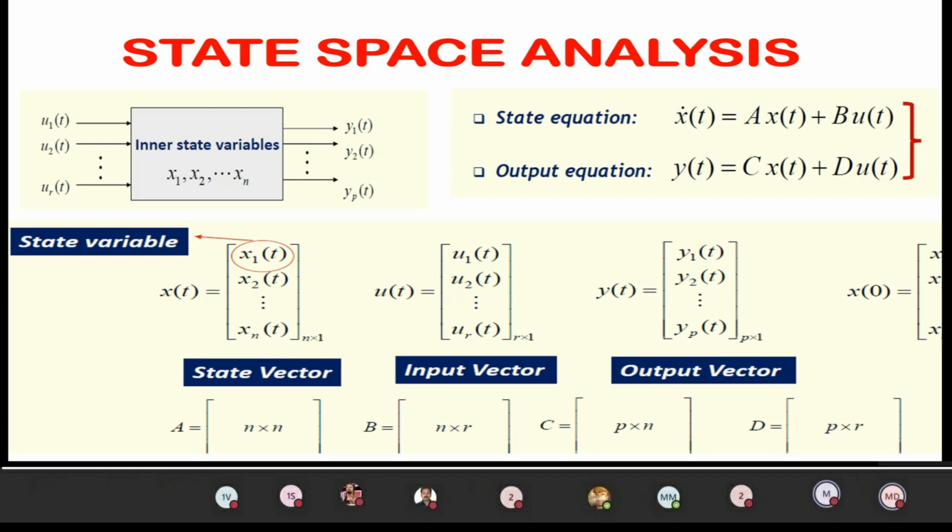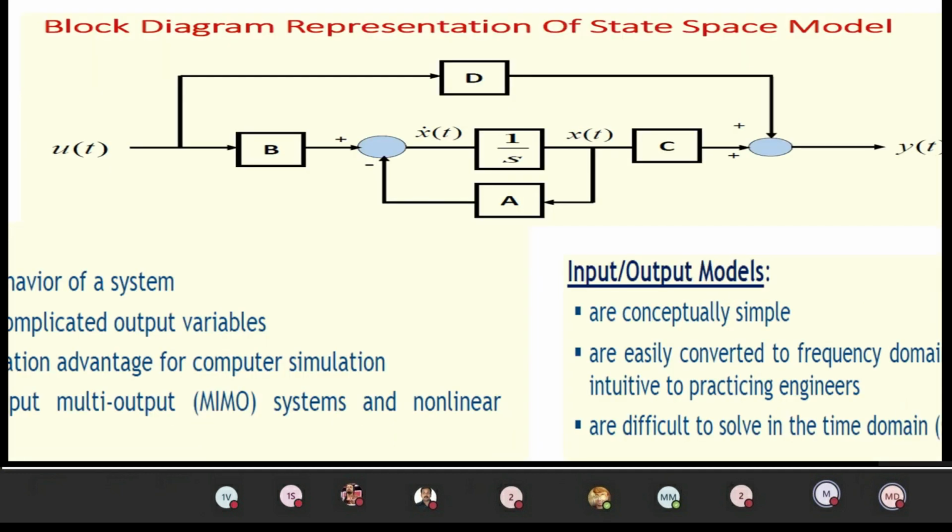The state vector, input vector and output vector will be transformed. So the state space analysis consists of the state equation, output equation, state model and output model. The output model and state model are always written in terms of matrix form.